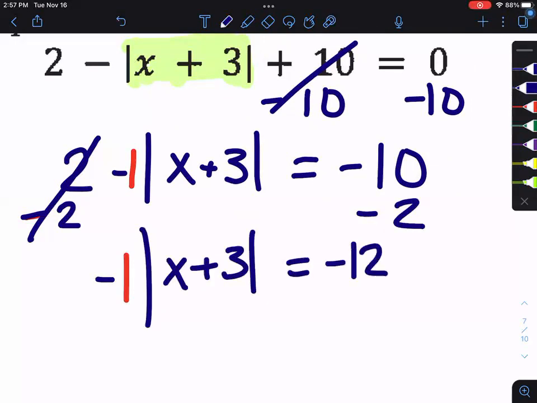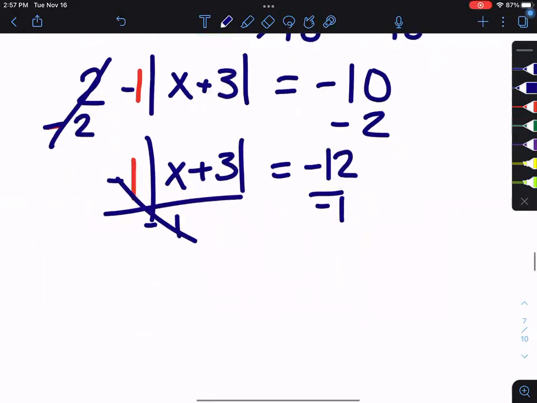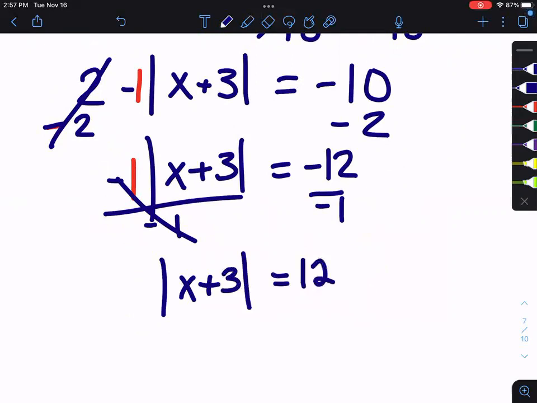And now we've got negative 12 on the right-hand side. We're not going to distribute that negative. We're going to get rid of it by dividing both sides by negative 1. So that's going to cancel out. We're going to have the absolute value of x plus 3 equals 12. We now have our absolute value bars isolated.